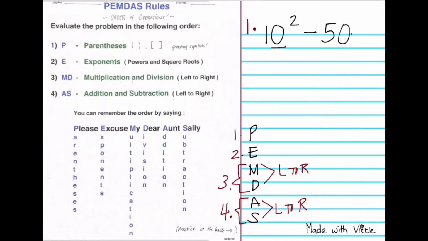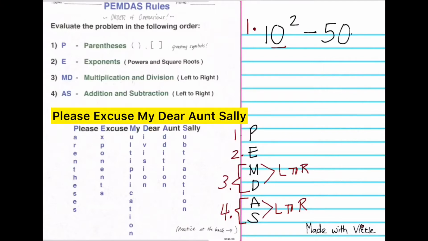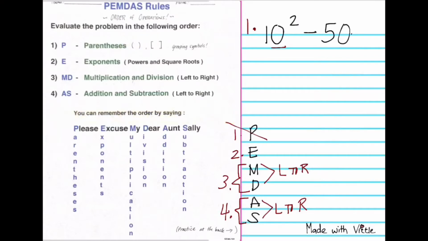Now I always advise my students to write down the rules again, which is PEMDAS. Okay, the first one is parenthesis. Is there anything in your expression that's inside the parenthesis? There's none, so you cross it out. Then the second step are all the exponents. And yes, we do have a term that has an exponent, which is the 10 to the second power.